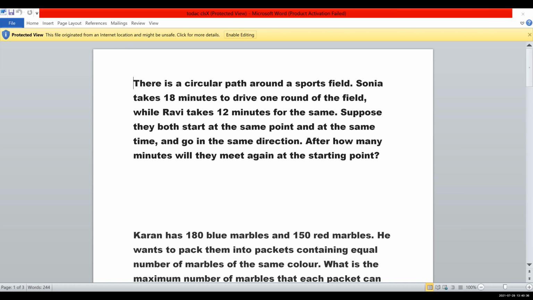Suppose they both start. Which question do we have to write? That first one only, no? Yes. There's a circular path around a sports field. And Ravi takes 12 minutes for the same. Suppose they both start at the same time and go in the same direction. After how many minutes will they meet again?